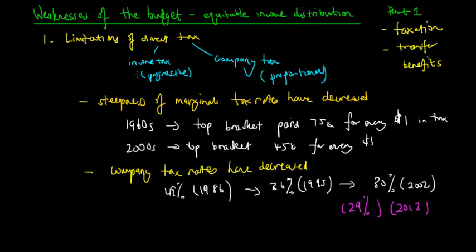Now, the second reason of why there are limitations to direct tax is that we have a lot of untaxed income. So this is what is known as the black market. So those transactions not actually recorded in the market are not taxed because the government can't tax for many reasons.